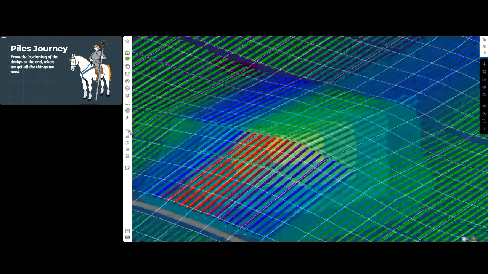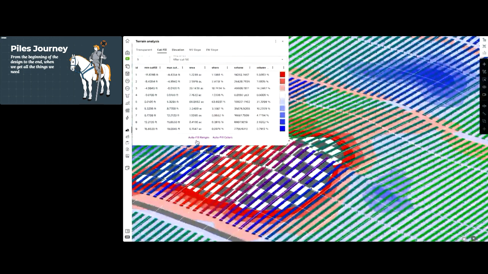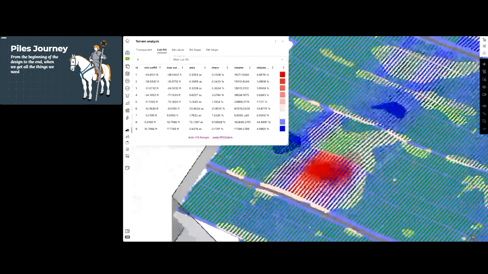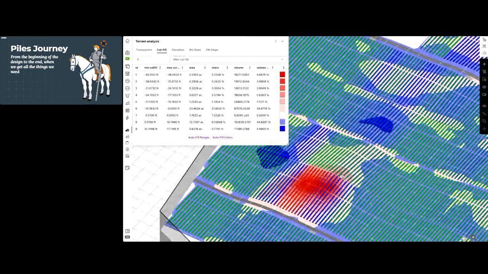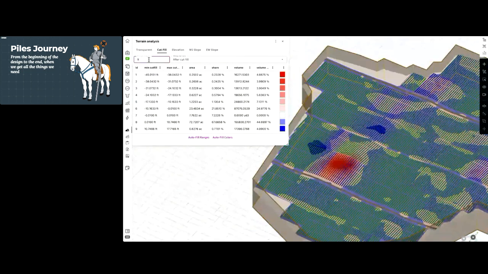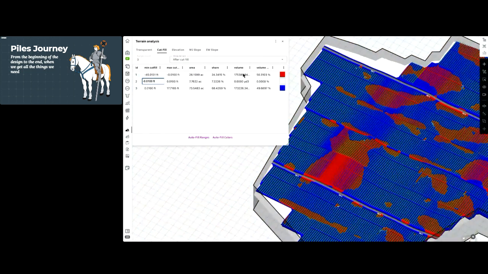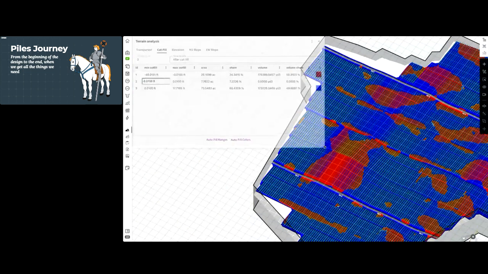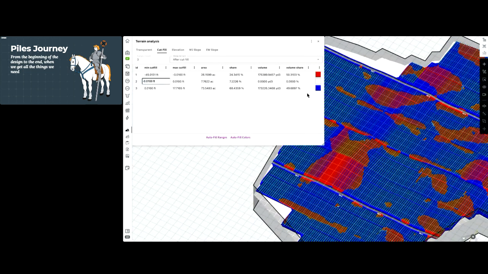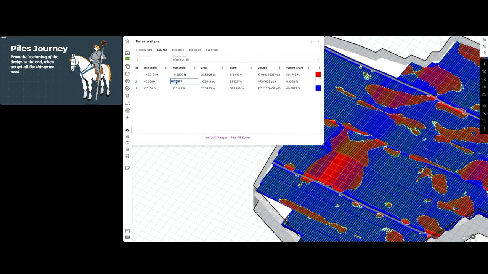And if we get closer, we can quickly check our cut and fill situation. Basically, red is cut, blue is fill. We can quickly make it three ranges, make it black and white. You can see the amount of cut, the amount of fill, the share, the percentage, and all the stuff. Or if we decide, let's say, to not consider certain depths of the soil as cut and fill, we can start changing this in here.